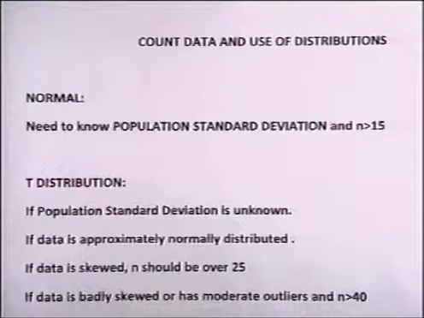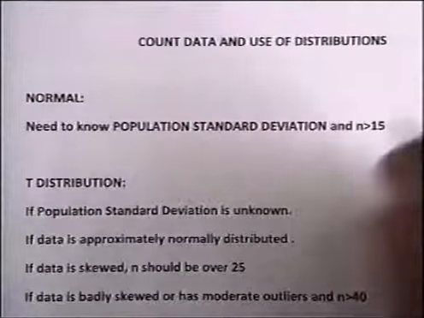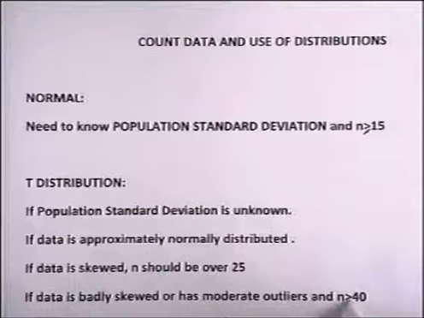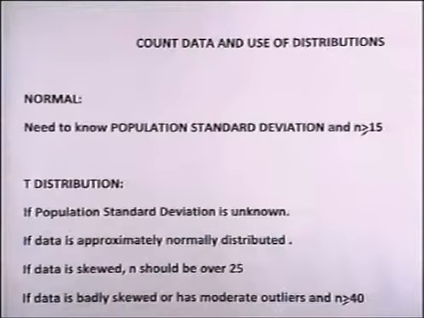All right. Count data and use of distributions. Normal distribution. I need to know the population is normally distributed, and I need to know the population standard deviation. And besides that, the sample size shouldn't be just greater than; it's greater than or equal to 15. And 40.